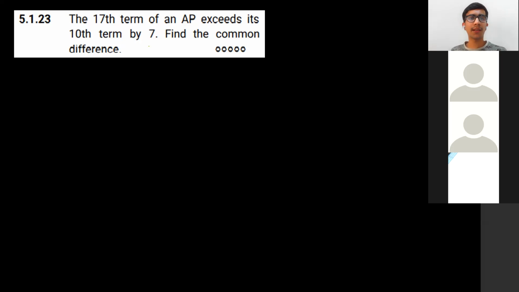Okay, again, the question is very simple. You have the 17th term of an AP, which exceeds its 10th term by 7. So that means I can write the equation as A17 is equal to A10 plus 7, right? So A17 will be A plus 16D, right? And A10 will be A plus 9D, okay, plus 7. This is the equation. You just have to solve for D. So D comes out to be 1.